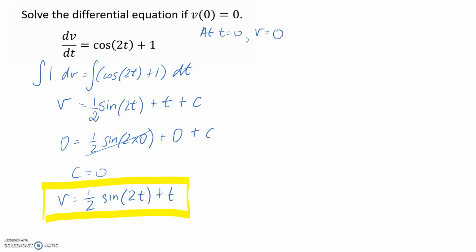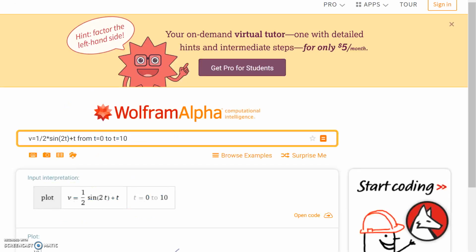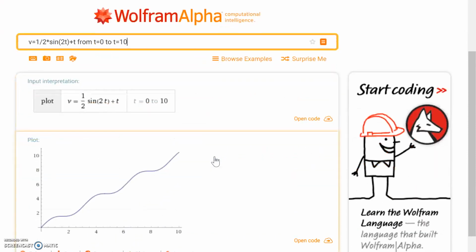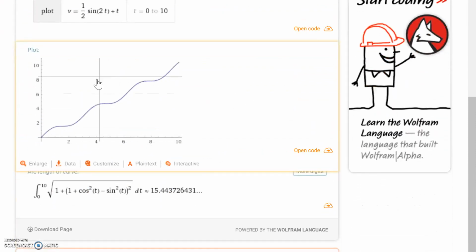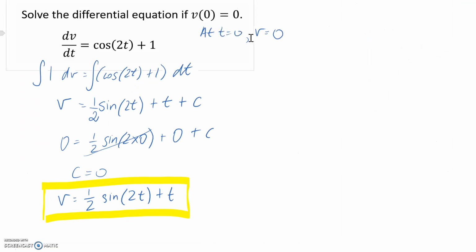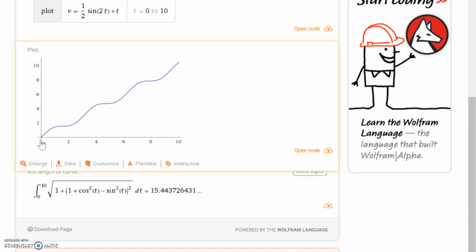Now, if you want to, you can actually look at what this looks like, and I've plotted it in Wolfram Alpha here. This is the plot of our solution between t equals 0 seconds and t equal to 10. You can see that it starts at the point 0, 0, which is a good check for us, because we know that our condition was at t equals 0, v had to equal 0. If we did that check and saw that it wasn't starting at the same point as we expected, that would be a flag to go back and check what's gone wrong. So that's pretty much all there is in terms of this video.